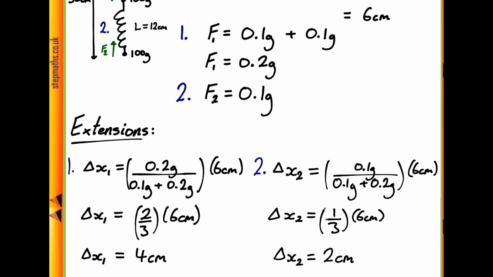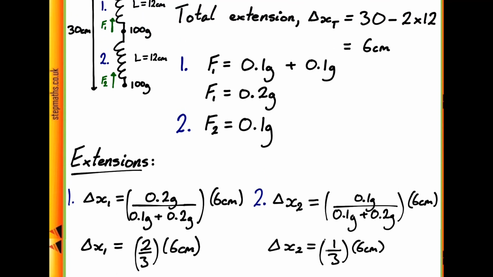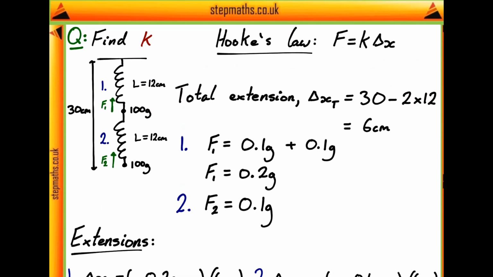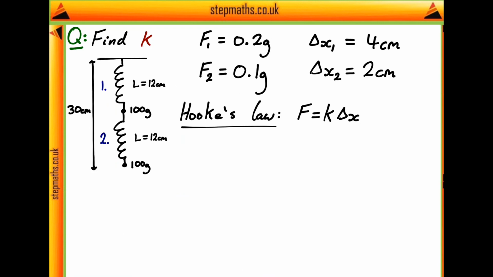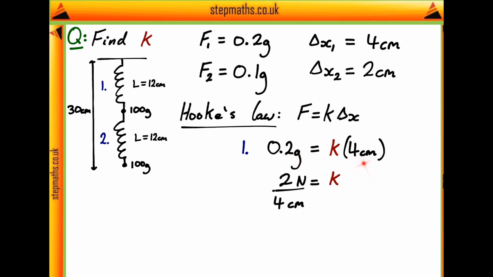Now that we have these two extensions and these two forces, all we have to do is substitute them into Hooke's law to get our spring constant. Going on to the next page, we can keep our forces up here and our extensions, and since we know that the spring constant is the same for both of our springs, all we have to do is use Hooke's law for one of them. We could take our first spring, for example, and substitute in our force of 0.2 G equal to our spring constant K multiplied by our extension of 4 centimetres. Then rearranging, we get that K equals 2 divided by 4 centimetres, so K equals 0.5 newtons per centimetre.